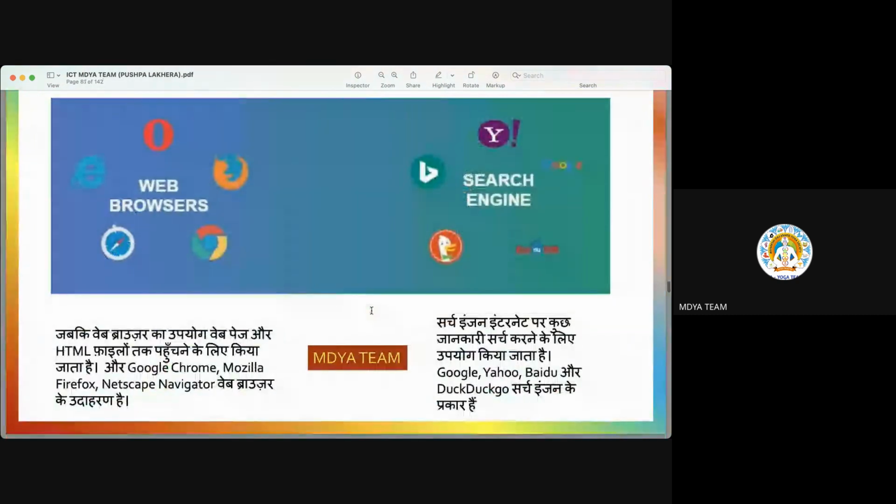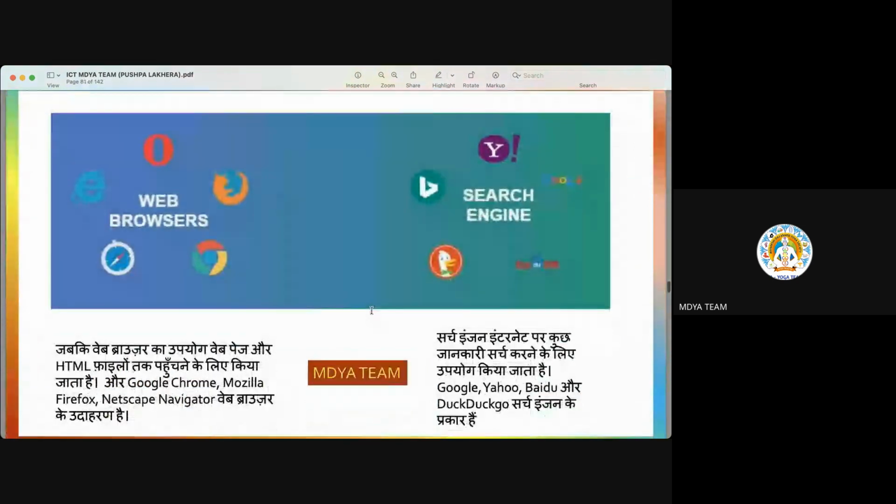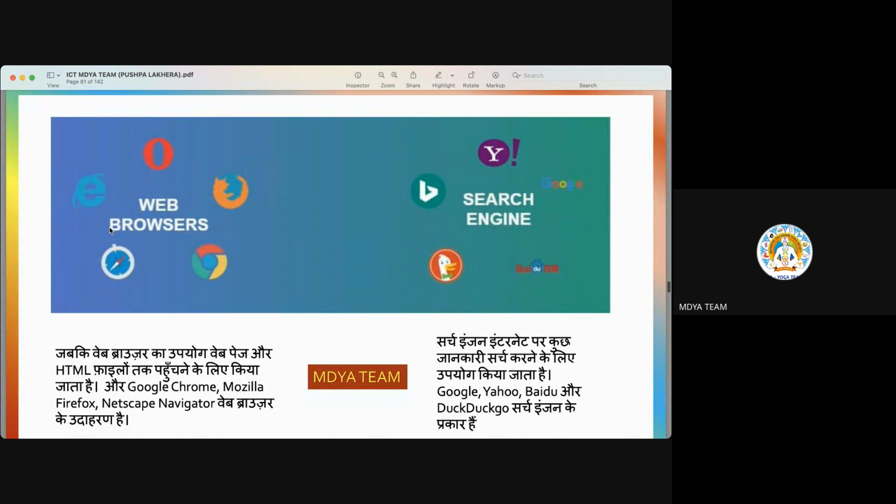One more slide. Now, these are web browsers and these are the search engines. These web browsers are part of the respective search engines. So basically, in the broader sense there is the search engine, and then under the search engine, the respective web browsers come.